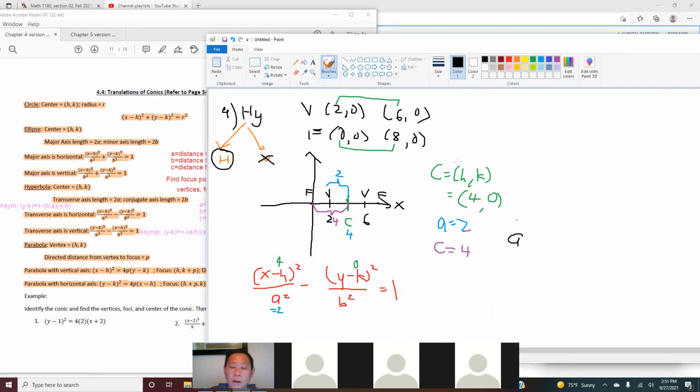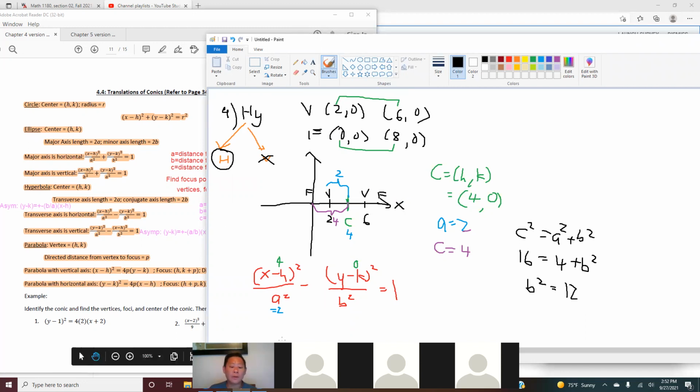C squared equals A squared plus B squared. So C squared is 16, 4 times 4. A squared is 4, plus B squared. Anyone know what B squared is here? 12, right? You don't have to put a square root because we have B squared here.